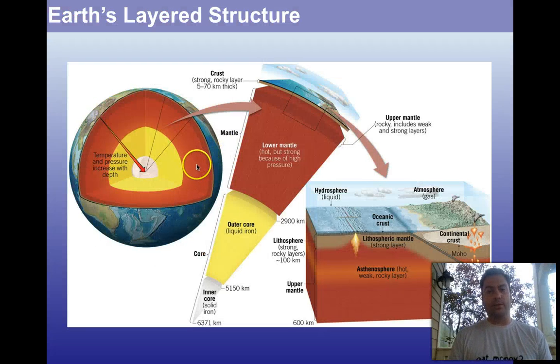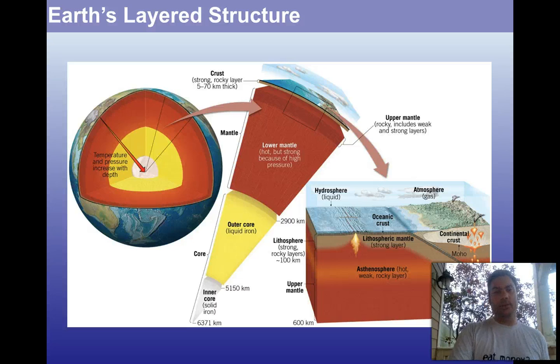We see the layered structure of Earth. We've got a crust up here, a mantle, an outer core. We know that the lower mantle, for example, is hot but strong because of high pressure. So we know that it's a rocky layer. We know that the asthenosphere is this weak rocky layer that's right below. And this is the zone of the plates, this area up here. This is the lithosphere, I should say. And the lithosphere is what is actually moving across the Earth's surface in plate tectonics.